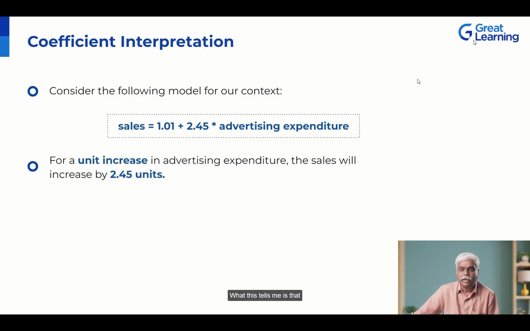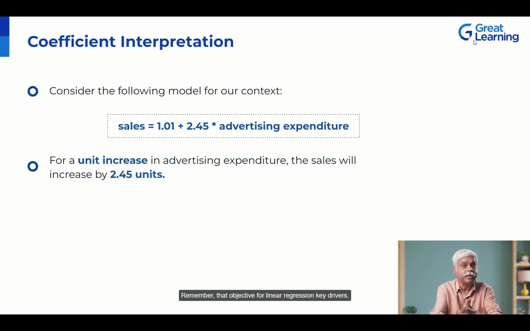Begin with the slope. What this tells me is that for a unit increase in advertising expenditure, the sales will increase by 2.45 units. What is a unit? The unit is the unit in which advertising is measured in this equation, and the unit in which sales is measured in this equation. So however my units are measured, advertising in dollars or in thousands of dollars, sales in units or in thousands of units, if there is a 1 unit increase in advertising, there is a 2.45 unit increase in sales. This tells you what is the nature of advertising as a driver of sales.